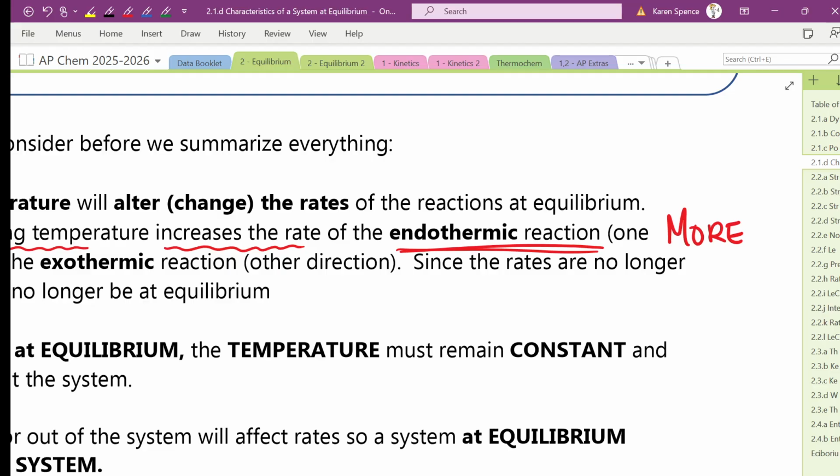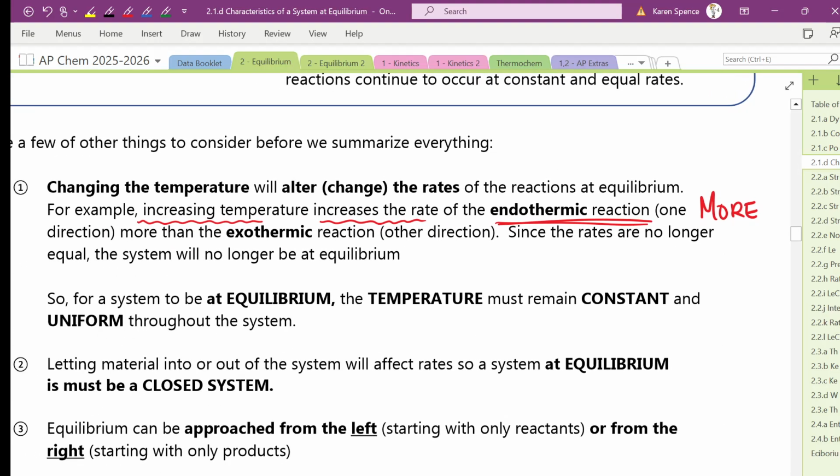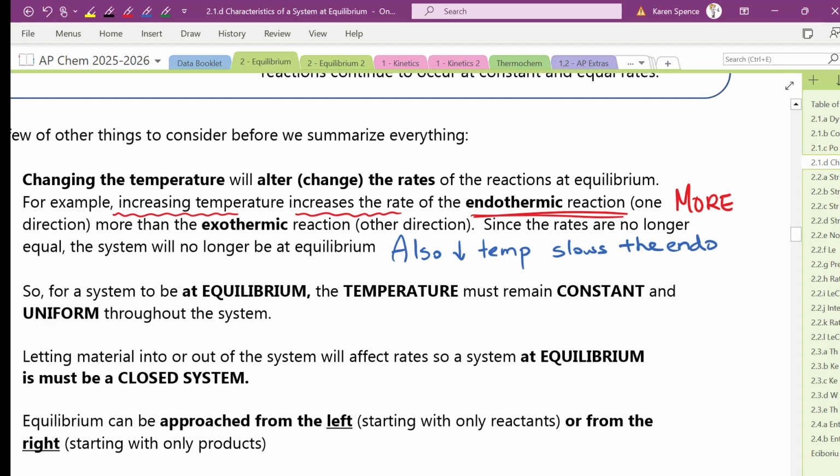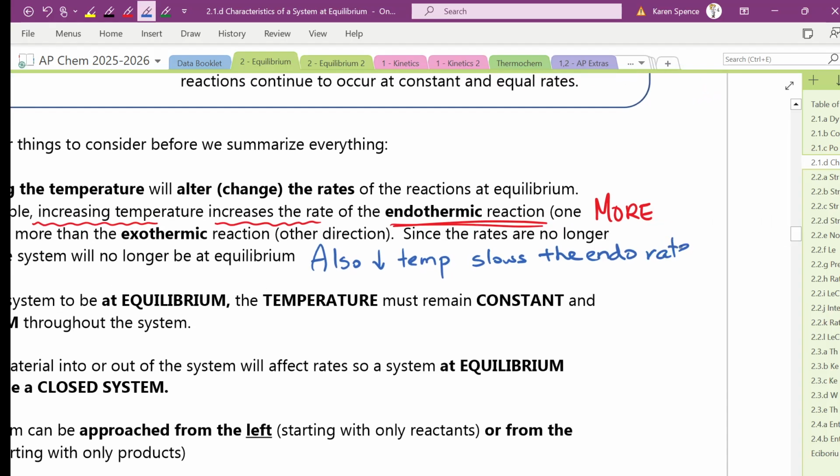We can look at the graphs and look at percentages and things like that. I never feel really happy about my drawings of them though, so I'm going to see if I can find you guys some nice drawings if I don't already have them in here. Okay. And we might as well put that in here. Also, decreasing temperature slows the endo rate more. The endo rate is always affected more by temperature change.